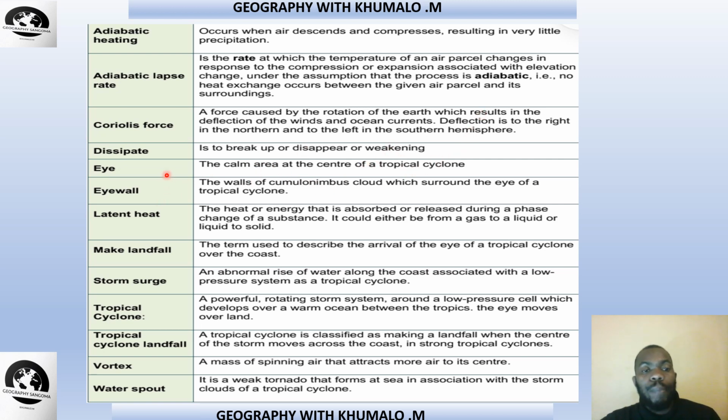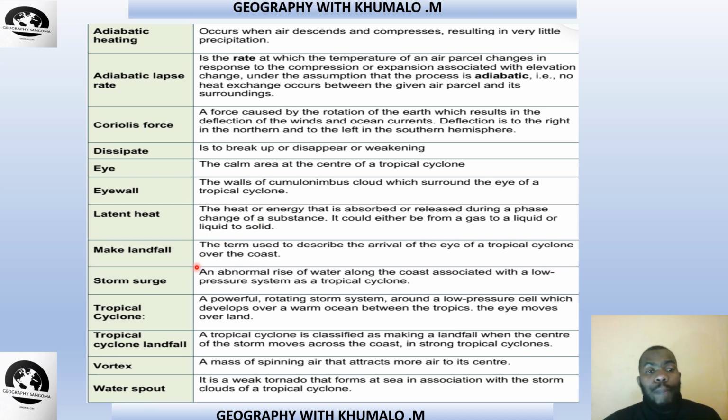We are going to talk about the eye. The eye is the calm area at the center of the tropical cyclone. The eye wall is the wall of cumulonimbus clouds which surrounds the eye of a tropical cyclone. We look at latent heat, the heat or energy that is absorbed or released during a phase change of a substance. It could either be from a gas to a liquid or a liquid to a gas.